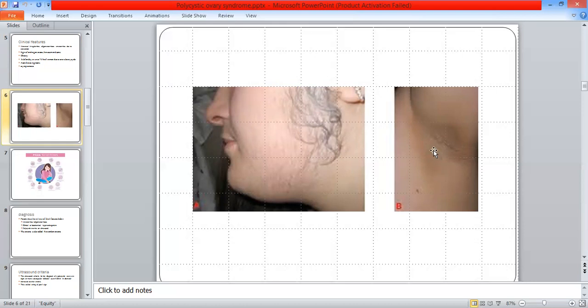And this picture is showing acanthosis nigricans. This is the armpit, and this is an area of dark pigmentation and velvety appearance in the axilla. This is acanthosis nigricans, and this is hirsutism.